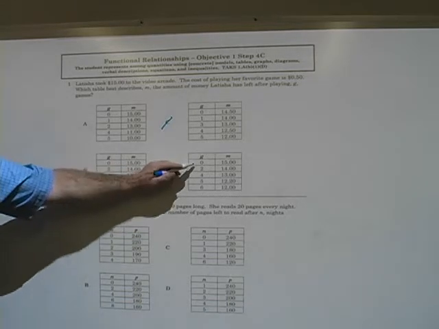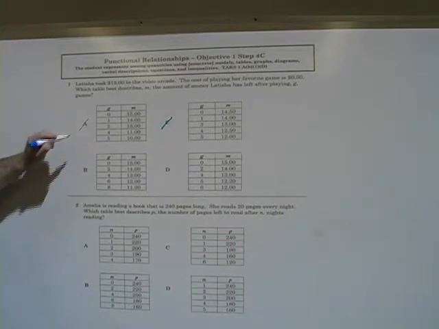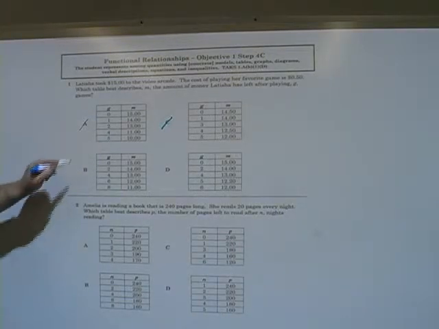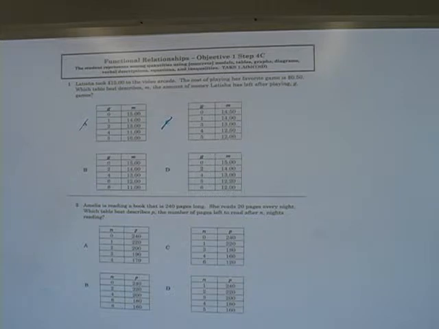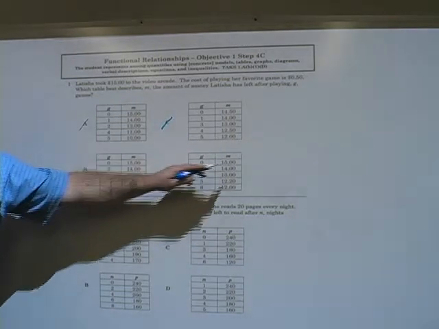Now D doesn't have 1 game, so A, you can rule out A right here. And B and D both don't have 1. So after 2 games, she should have 14 left. Both of those D have that.